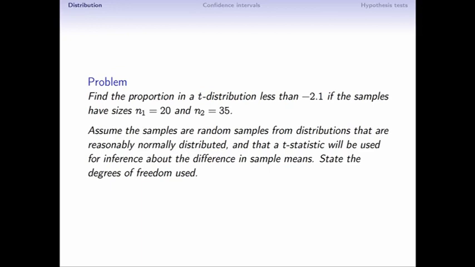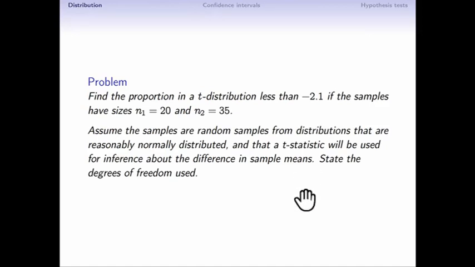As I'm continuing to talk here, we're going to go to the whiteboard and work this out, but you can begin to ask yourself, based on a sample of size 20 from population 1 and a sample of size 35 from population 2, what number of degrees of freedom would I use in the associated t-curve, and how much area, therefore, lies to the left of negative 2.1.